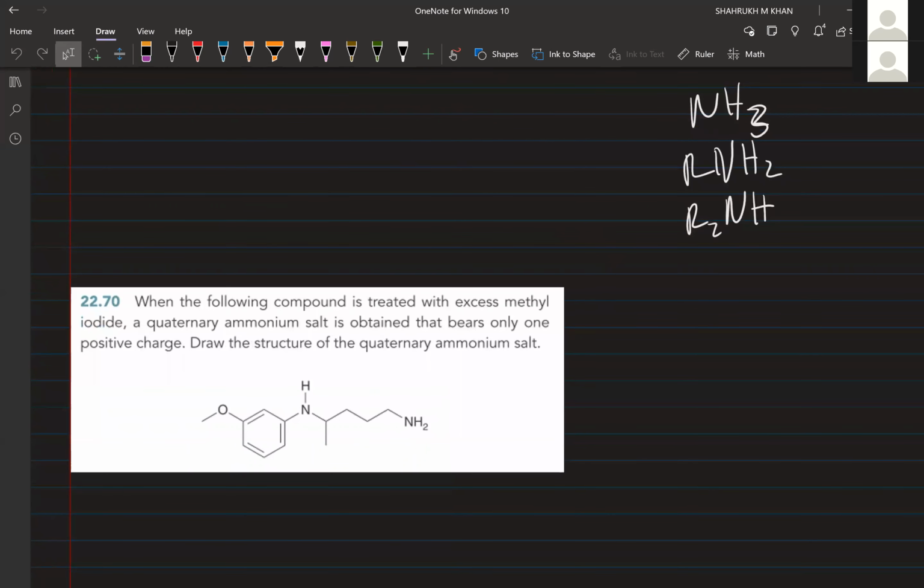When the following compound is treated with excess methyl iodide, a quaternary ammonium salt is obtained that bears only one positive charge. Draw the structure of this quaternary ammonium salt. So this is kind of a dual question, right?